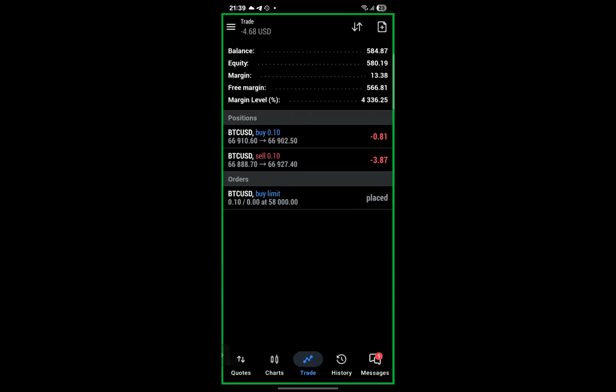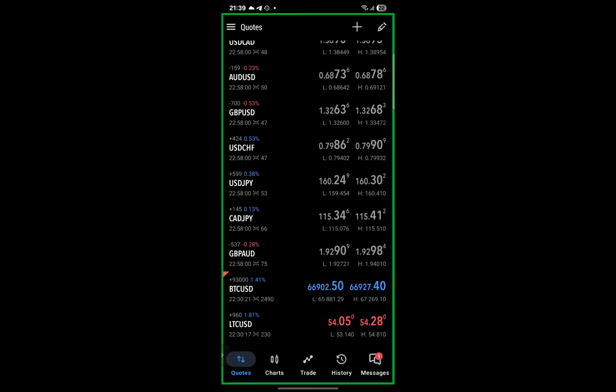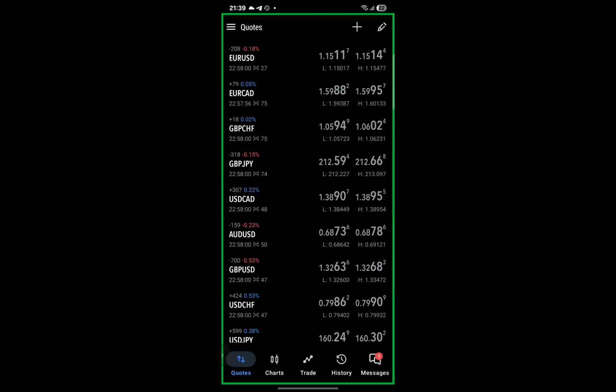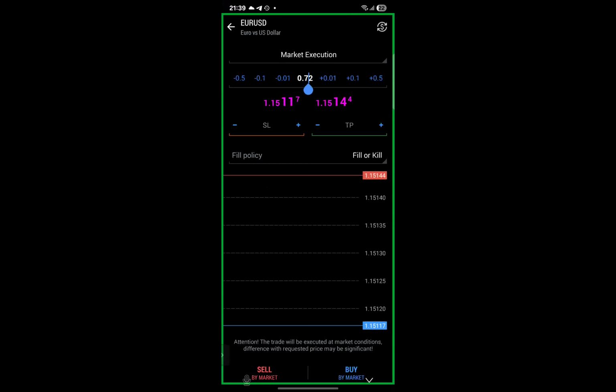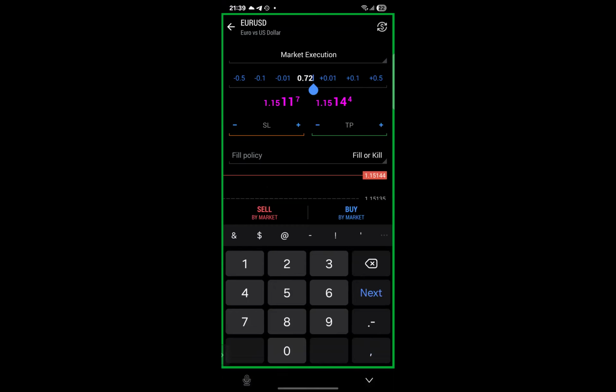Go to Euro USD, tap here, tap new order. You're seeing 0 point something. Click on the middle one here. Then you write the lot size. It is 1, so I put 1. If my lot size is 0.1, I'll put 0.1. Then I'll enter my buy or sell based on it.